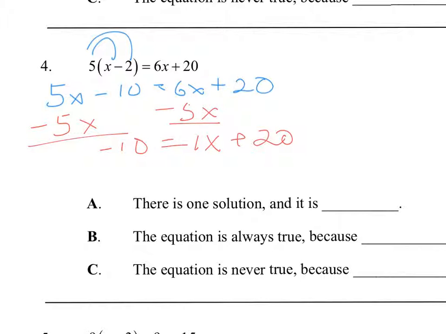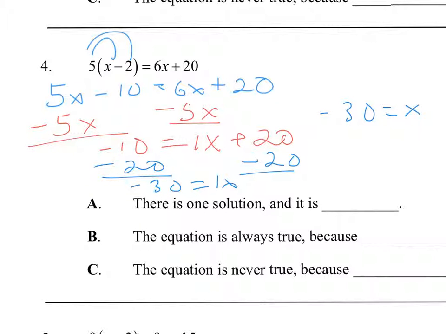Now I'm going to move my constant term over. I'm going to subtract 20. And that's going to give me negative 30 equals 1x. I could divide by 1. I don't really have to, but I know that negative 30 equals x. And this one is a... There's only one solution, and it is x equals negative 30.